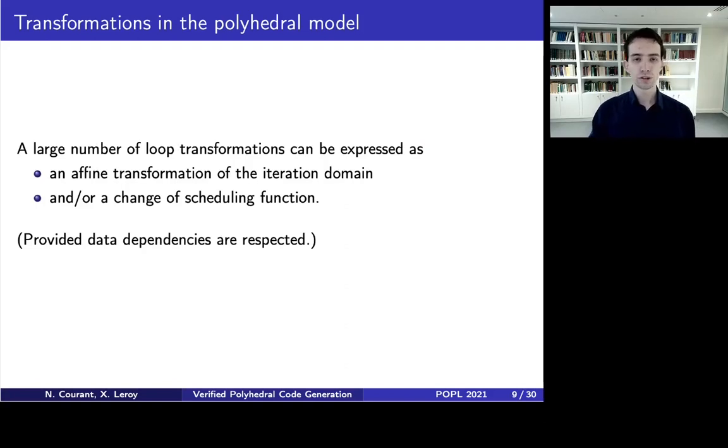Most loop transformations I talked about earlier can be expressed as an affine transformation of the iteration domain or as a change in the scheduling function. There are a few data dependencies to respect, but the transformation itself needs just these two parts.